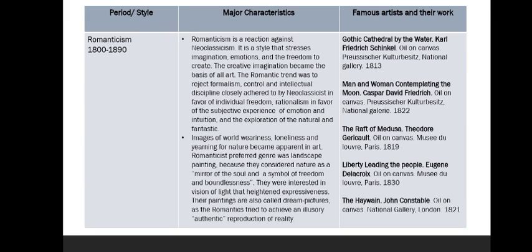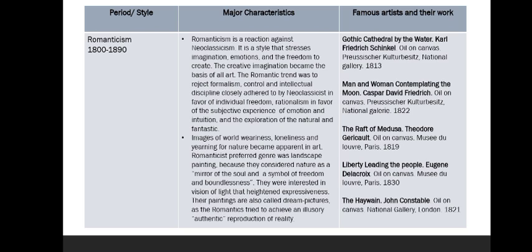Next is the Romanticism period, which took place during the 1800s to 1890. The major characteristics of this period are: Romanticism is a reaction against Neoclassicism. It is a style that stresses imagination, emotions, and the freedom to create. The creative imagination became the basis of all art. The Romantic trend was to reject formalism, control, and intellectual discipline closely adhered to by neoclassicists in favor of individual freedom, rationalism in favor of the subjective experience of emotion and intuition, and the exploration of the natural and fantastic.